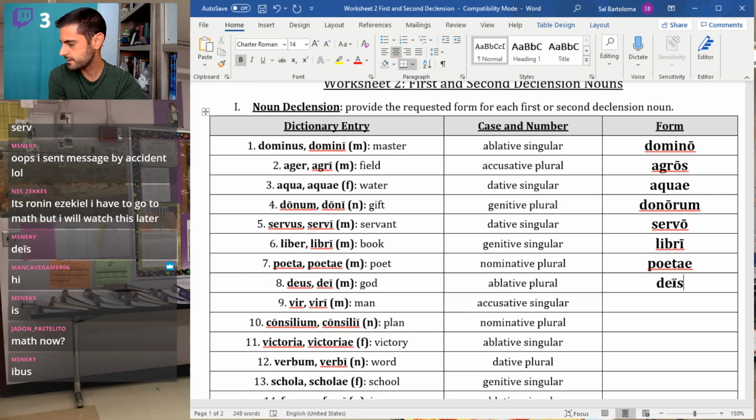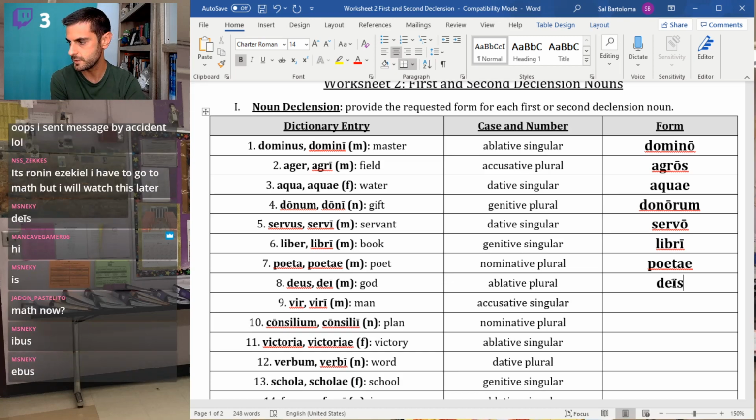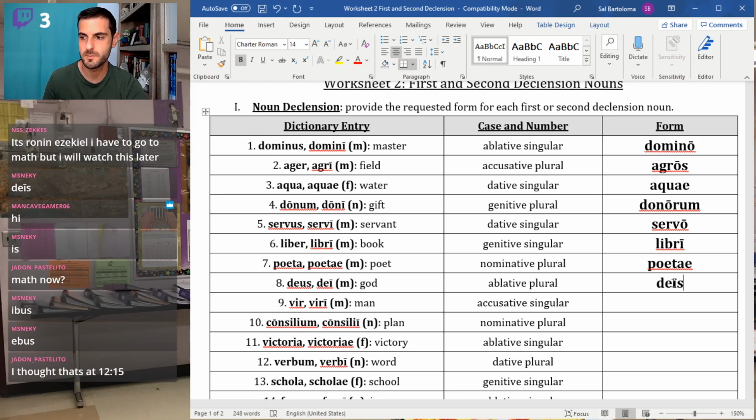Yeah, math is not going to be right now, but it might be starting at 12:15. I think we're in lunch right now, just so everybody knows. Okay. Yeah, we're currently in lunch. I just ate my lunch.